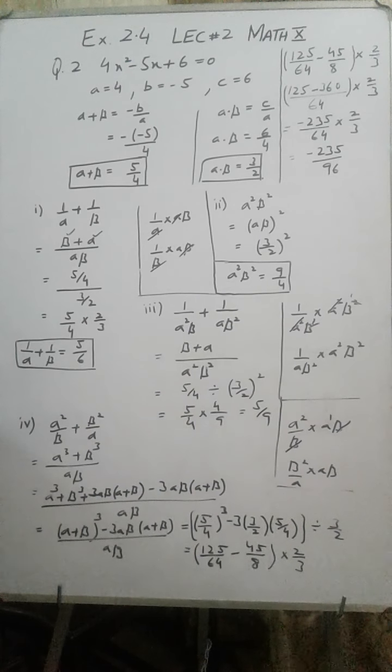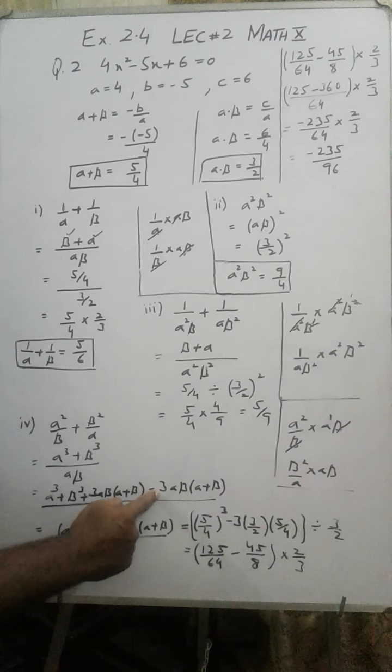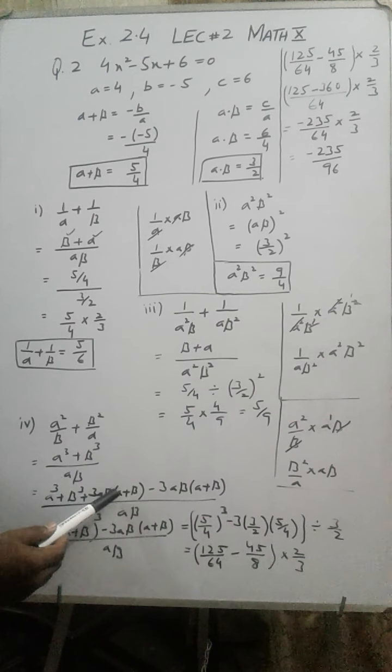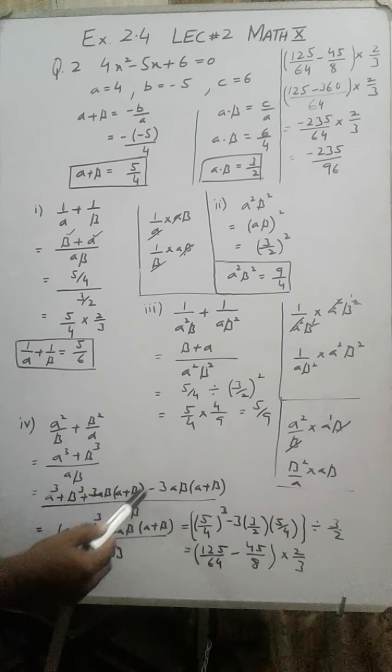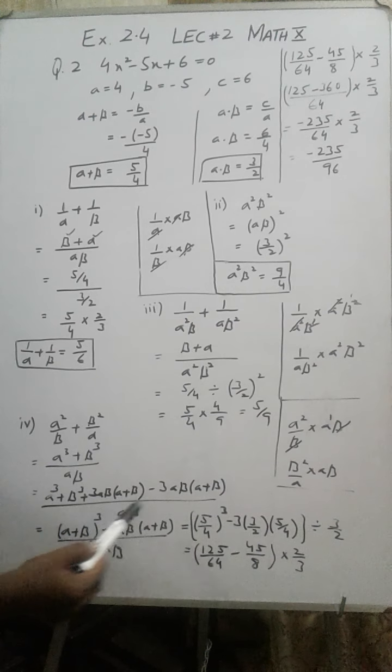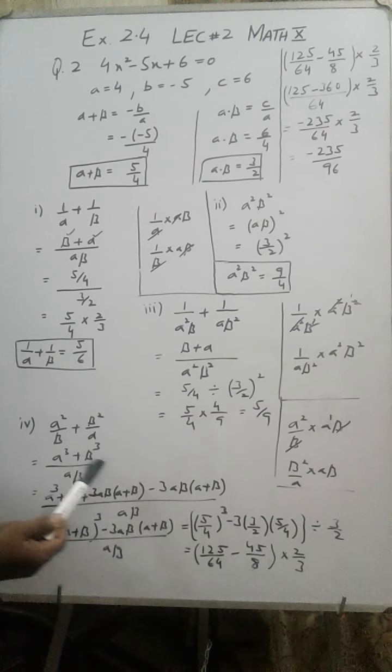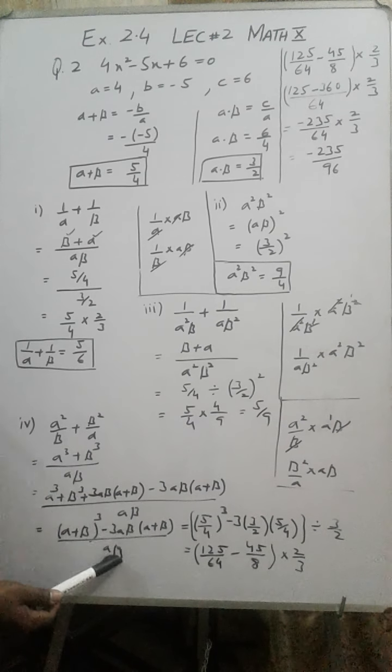Now if you remember the formula of a plus b whole cube, it is a cube plus b cube plus 3ab times a plus b. So I will write it with minus 3 times, so added as well as subtracted. So now alpha cube plus beta cube plus 3 alpha beta times alpha plus beta. This will make alpha plus beta whole cube, and this will come as it is minus 3 alpha beta into alpha plus beta and divided by alpha into beta, which is LCM.